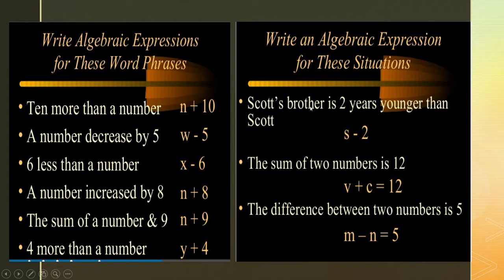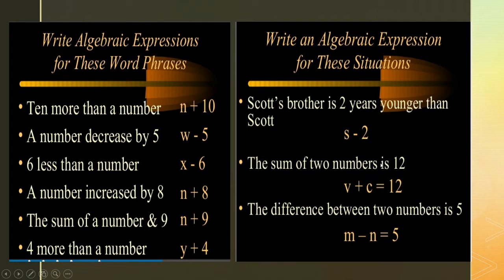Here, Scott's brother is 2 years younger than Scott. We don't know Scott's age. So let Scott's age be some S. And Scott's brother is 2 years younger. Younger, so we use the sign minus. 2 years younger, so minus 2. S minus 2. Scott's brother's age is S minus 2 years.